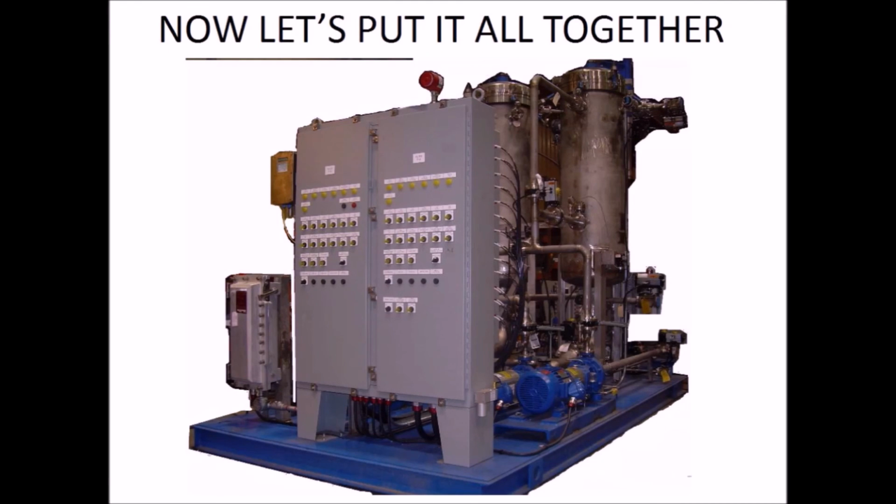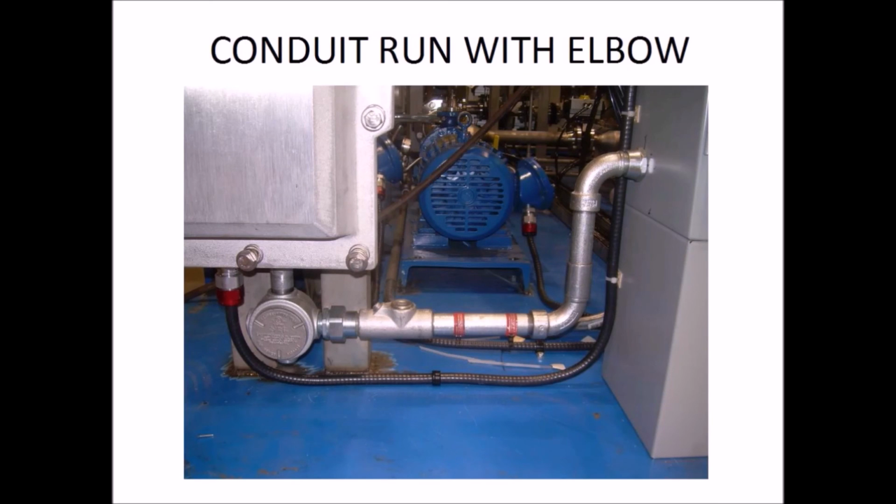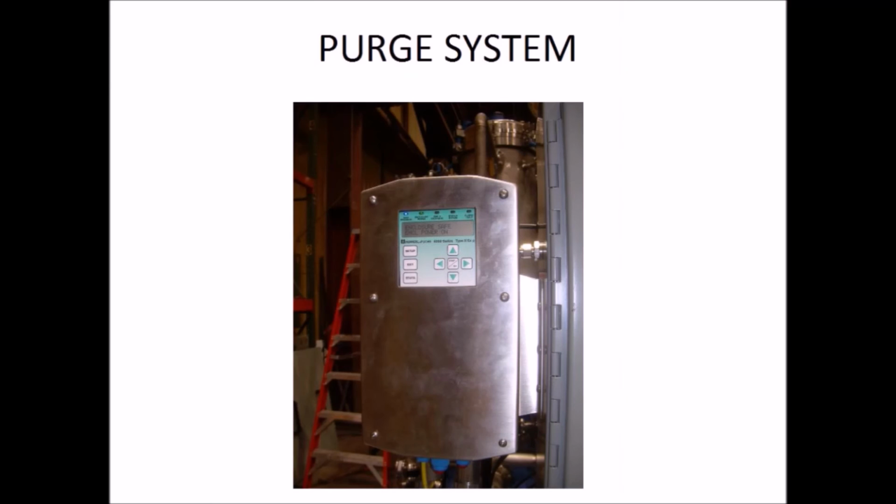For this particular skid, we have a Class 1 Division 1 location. The contactor is in an explosion-proof enclosure. The main panel is a NEMA 4 purged. Inside are IS barriers to various field devices. We have conduit seals and cable glands as necessary. The purge unit monitors the pressure within the enclosure and controls the contactor.